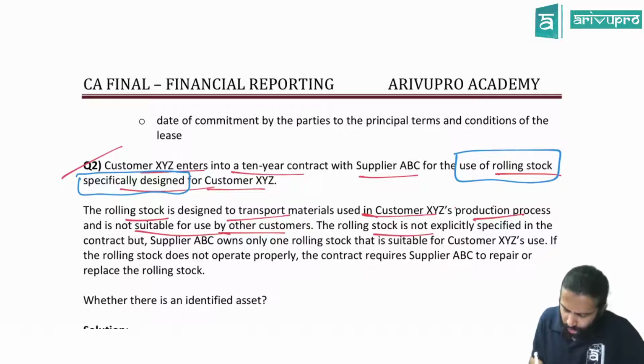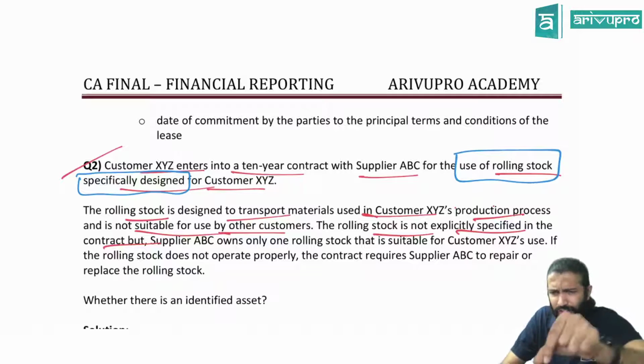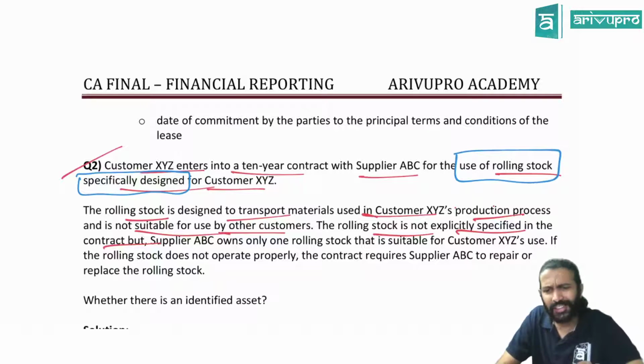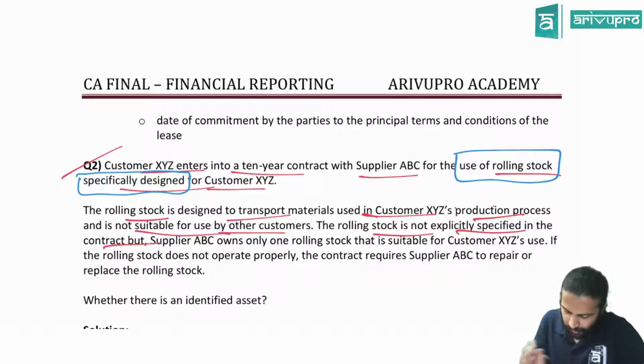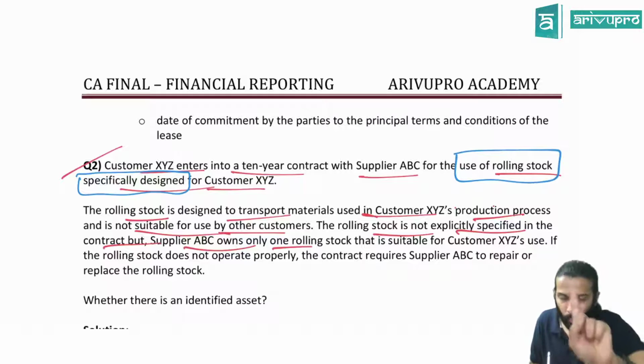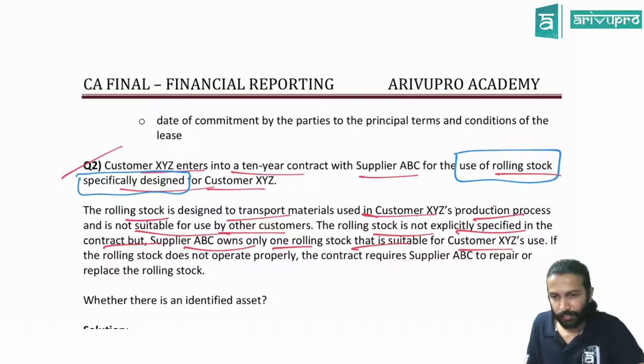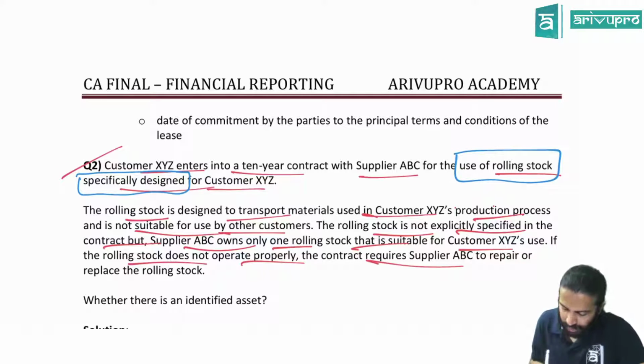The rolling stock is not explicitly specified in the contract. They've entered a contract, but nowhere have they mentioned this rolling stock. They just entered rolling stock. Fine. So rolling stock is not explicitly specified in the contract, but supplier ABC owns only one rolling stock that is suitable for XYZ's use. If the rolling stock does not operate properly, the contract requires supplier ABC to repair or replace the rolling stock.